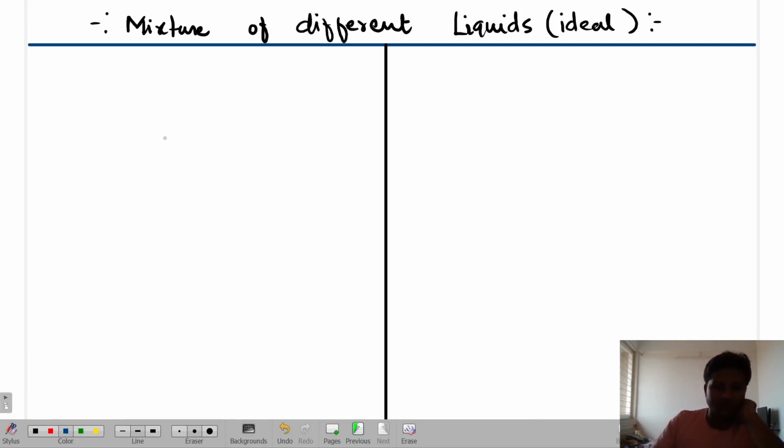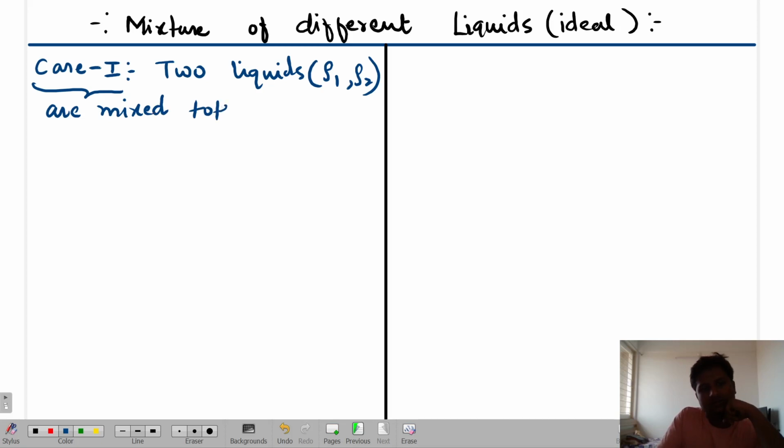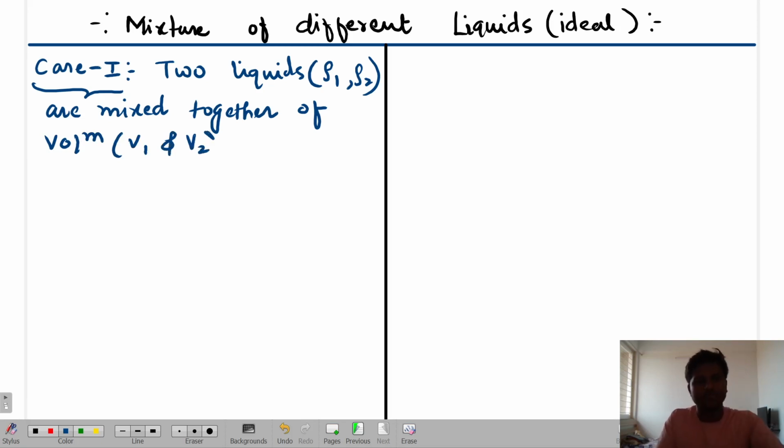Okay. So let's suppose I have case one where I have two liquids, and they are mixed together. Two liquids of density rho one and rho two respectively are mixed together, and their volumes are given, of volumes V1 and V2. Is that clear?